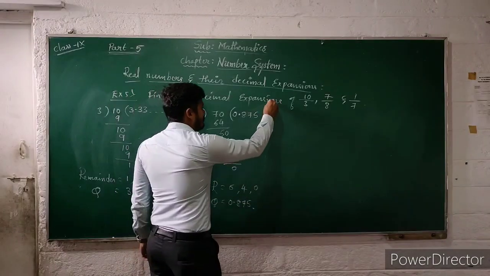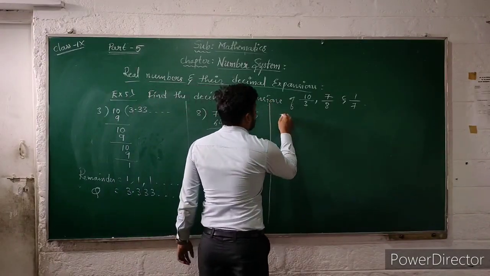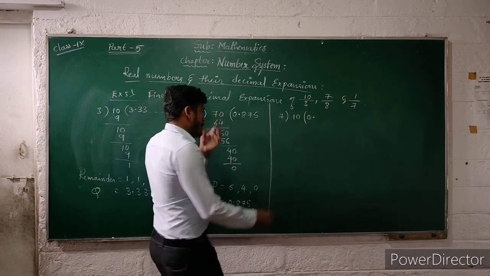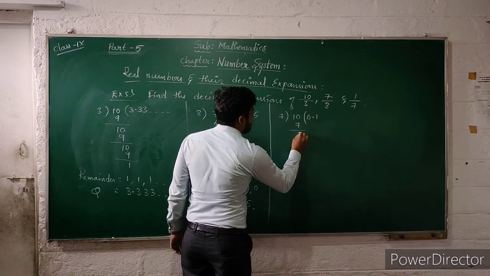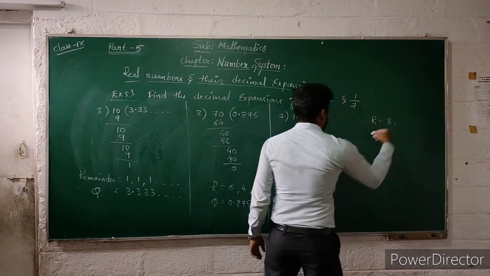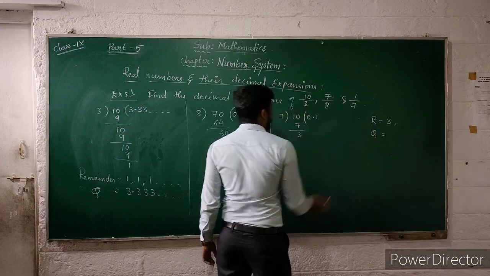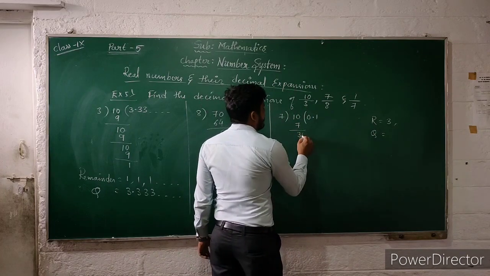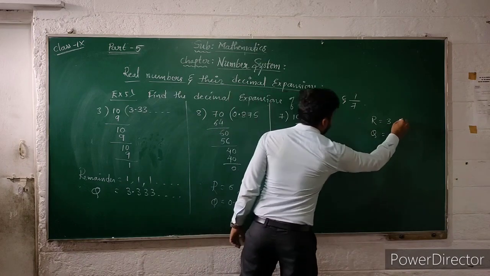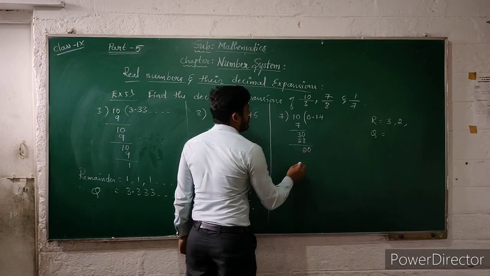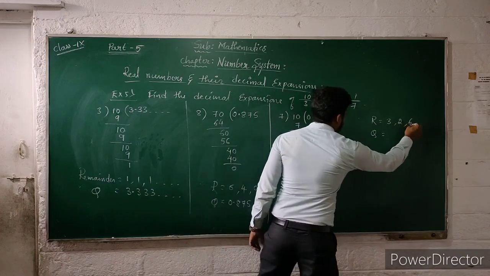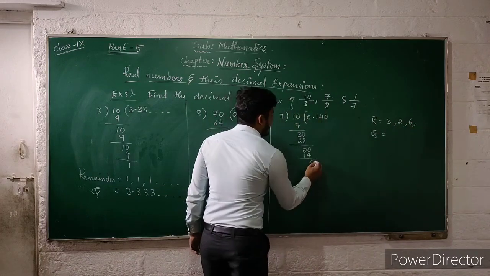So then moving on to the third one. It is very important: 1 by 7. So 0 point, carry 0 here. 7 ones are 7. Then 3 is remaining. Write down the remainder here, 3, and later you write the quotient. So carry 0 here. Then 7 4s are 28. So then 2 is remaining. Write down 2 here. Then carry 0 here. 7 2s are 14. Then 6 is remaining. So write down 6 here, and then carry 0 here.